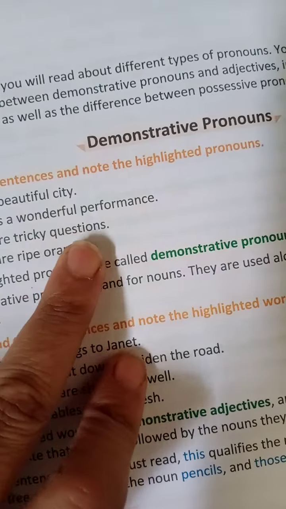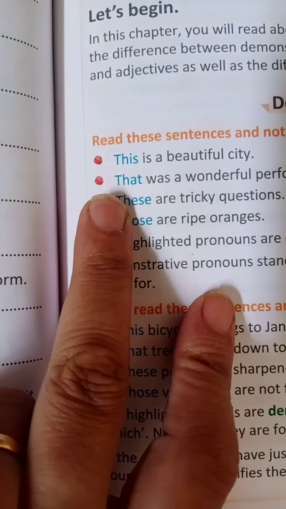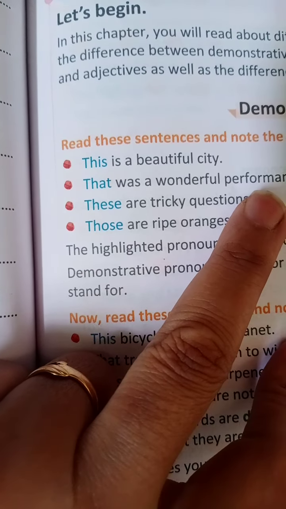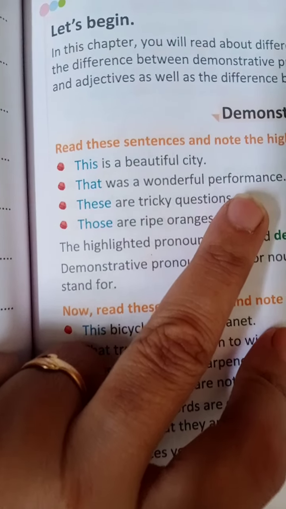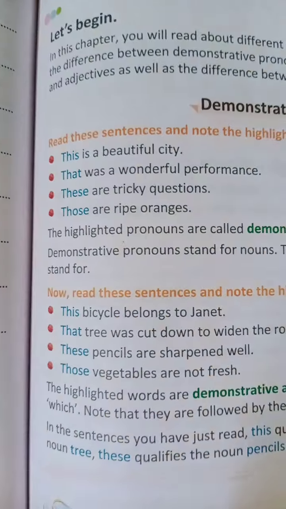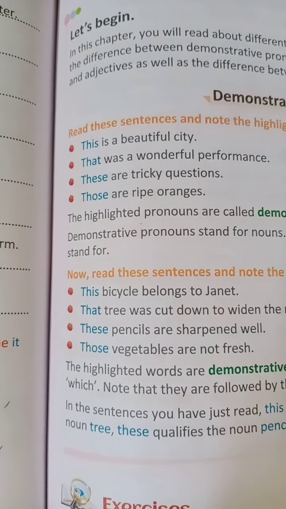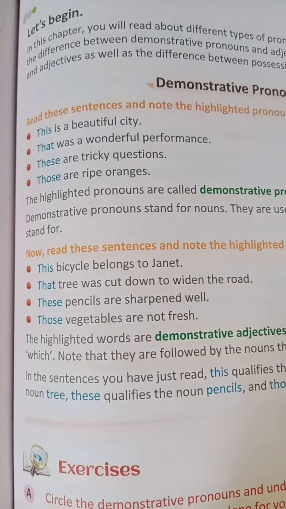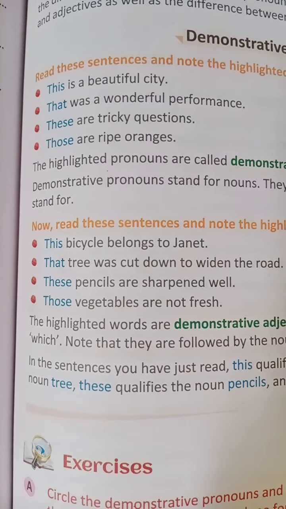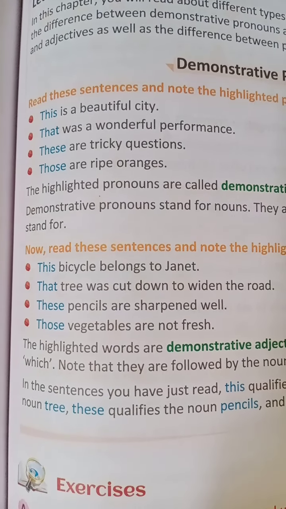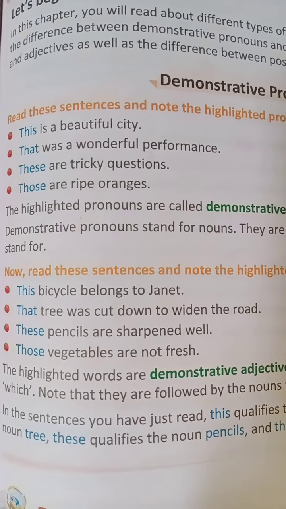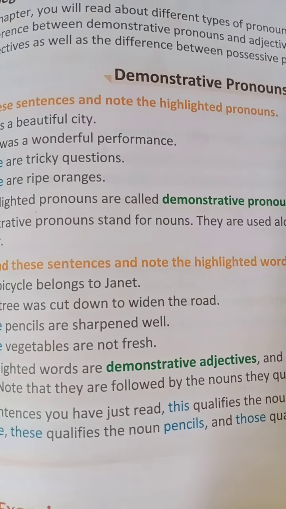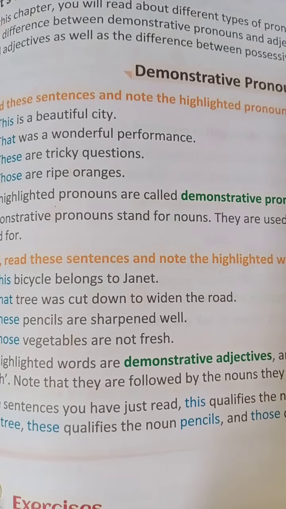That was a wonderful performance. Over here the word that is showing about the performance. So that is becoming a demonstrative pronoun. So this, that, those, these are demonstrative pronouns because they indicate the noun or the thing that is being referred to, and so we call it a demonstrative pronoun.